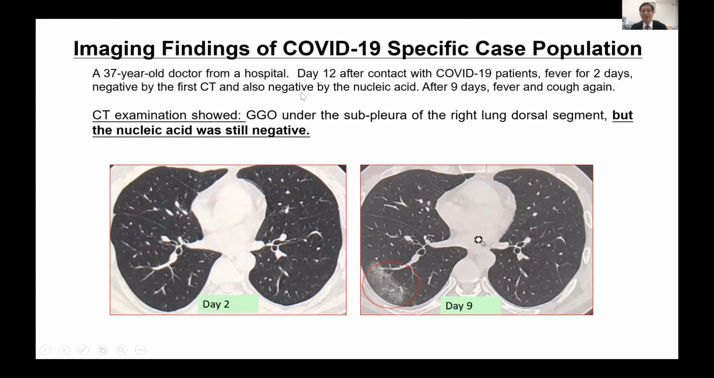Other specific case population. CT shows GGO in the subpleural of the right lung distal segmental, but the nucleic acid is still negative.